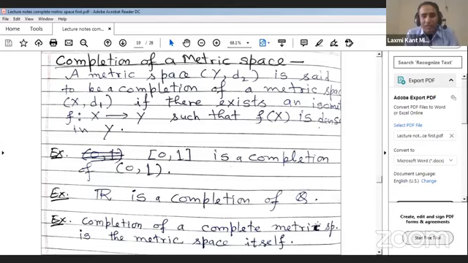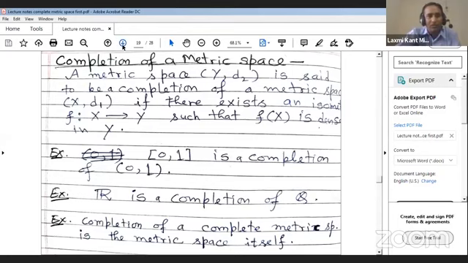Completion of a complete metric space is the metric space itself. We are not saying this is equal to that metric space, but later we will tell what it will be. But one completion of the complete metric space is the metric space itself.